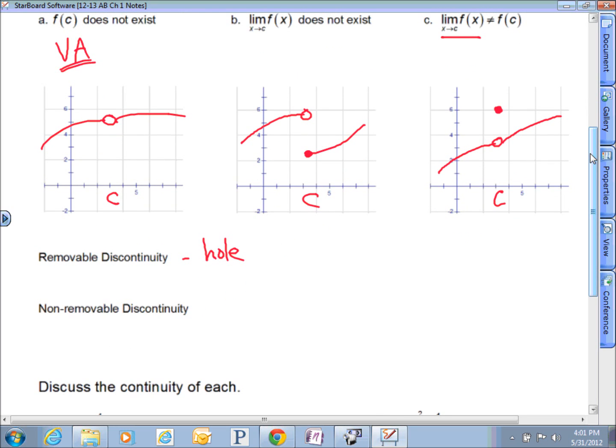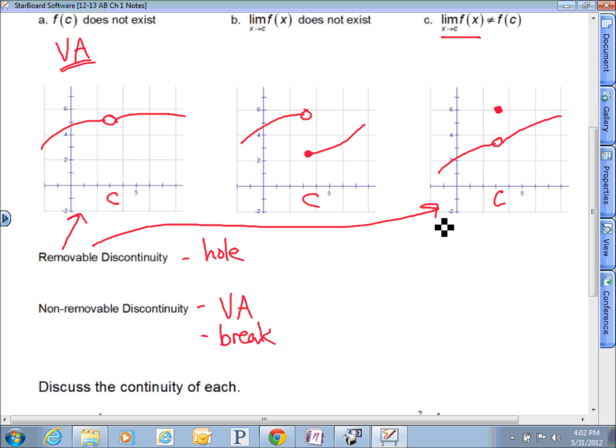A non-removable discontinuity is a vertical asymptote, a break, a jump, a clap and miss, whatever you want to call it, really anything else. So in the graphs that we have up here, a removable one would be A, because it's a limit that I could overcome. A limit exists, but the function's goofy. This one would also be a removable discontinuity. And then this one in the middle would be a non-removable discontinuity.